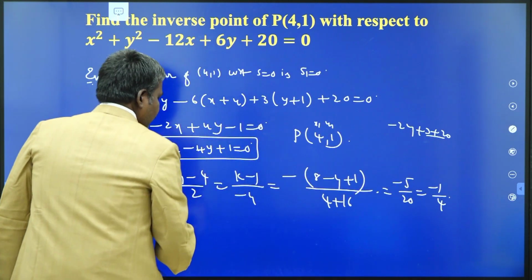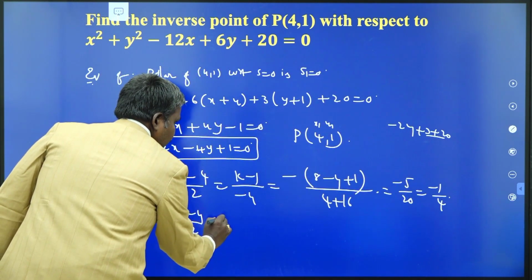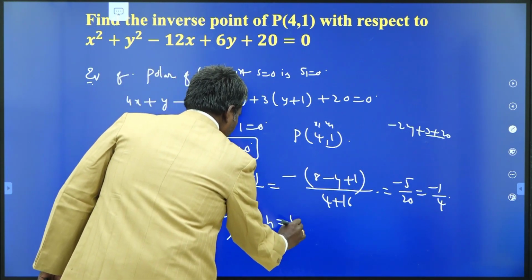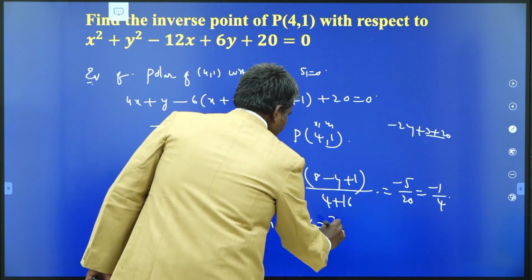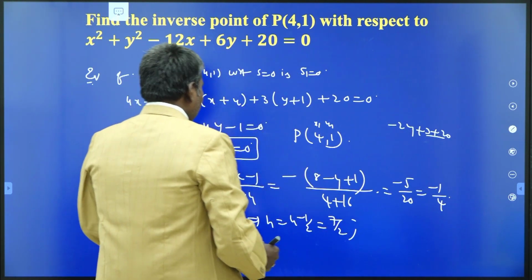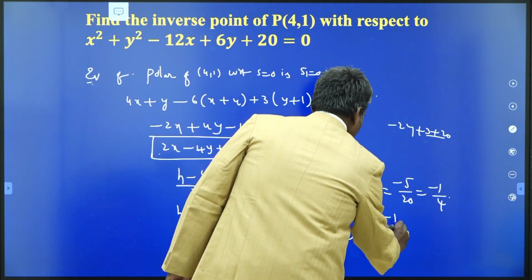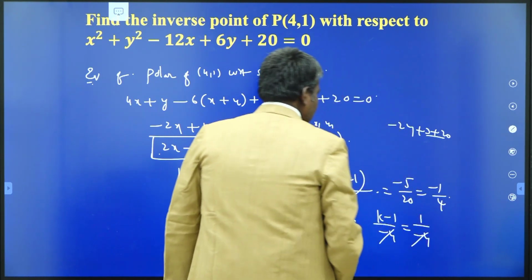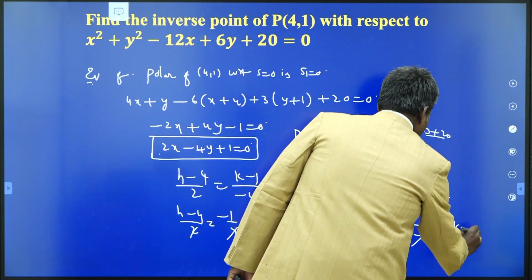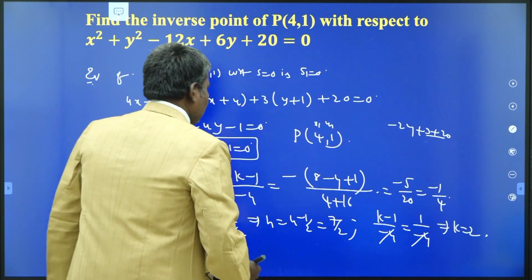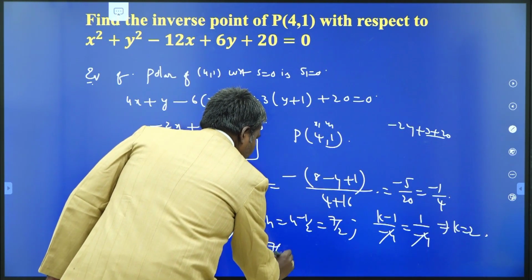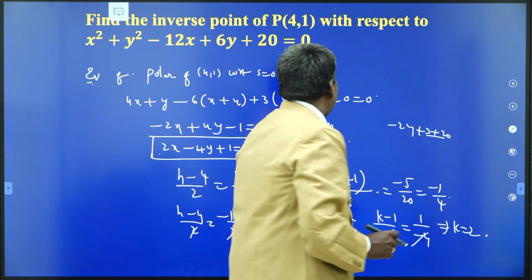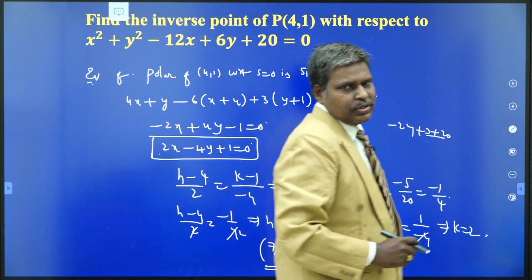So (h minus 4)/2 is equal to minus 1 by 4. 2 2's implies h is equal to 4 minus 1 by 2, that is 7 by 2. Again we have (k minus 1)/minus 4 is equal to 1 by minus 4. Minus 4 gets cancelled. K is equal to 2. So the inverse point is what now? 7 by 2 comma 2. 7 by 2 comma 2 is the inverse point of 4 comma 1 with respect to the circle.